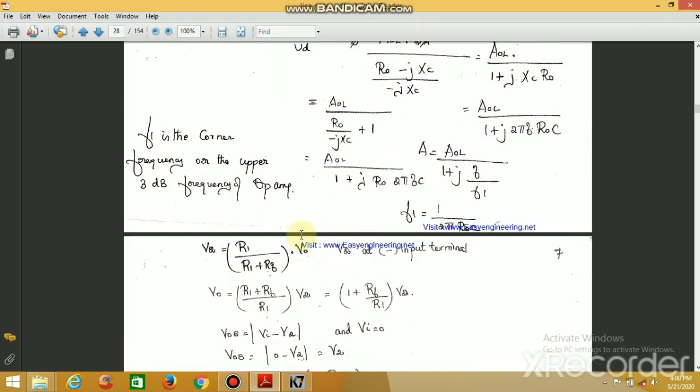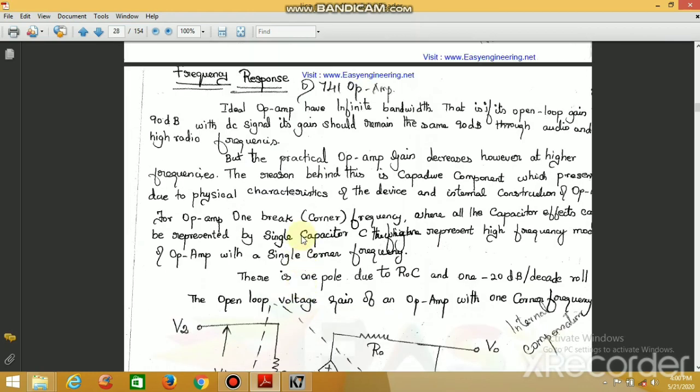We can discuss the frequency response. Frequency response is nothing but gain versus frequency. As the frequency increases, what happens to the gain? Whether the gain decreases or increases, we are going to see. Normally a good frequency response is such that whenever the frequency is increased, the gain of the amplifier must also increase and it should not decrease.